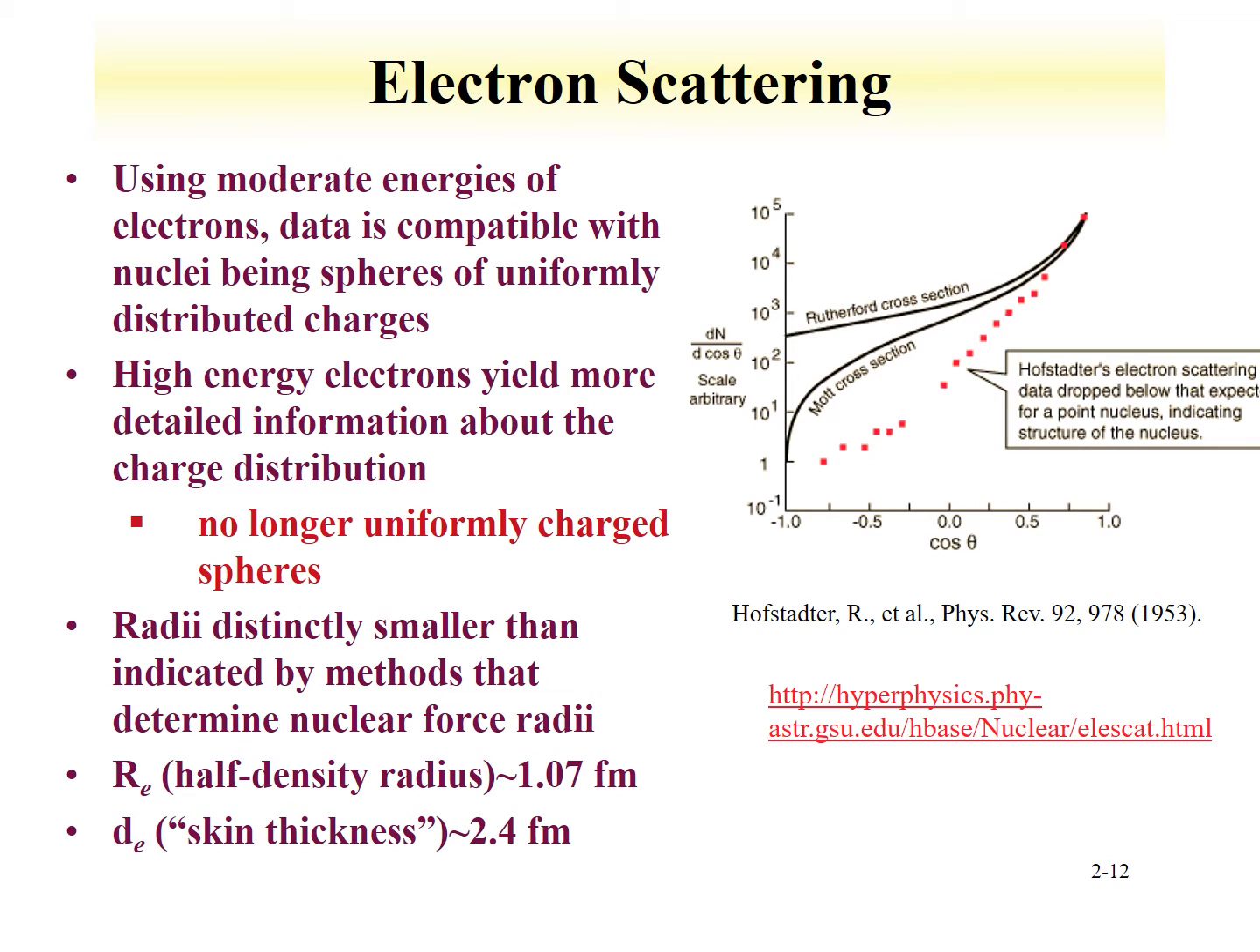As we alluded to on the previous slide, electrons can also be used for determining information about the nucleus. At moderate energies, data is fundamentally comparable to nuclei being uniformly charged spheres. At high energies, more information comes out that shows that the nucleus is no longer a uniformly charged sphere. An example of that data is shown here, with the reference provided.